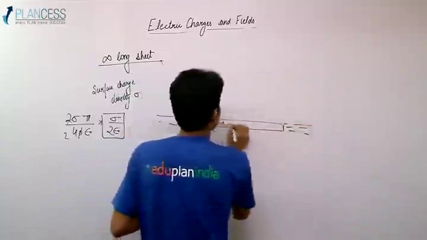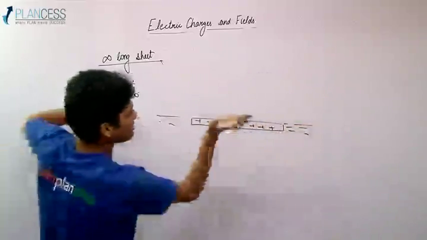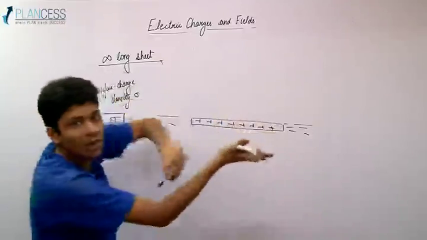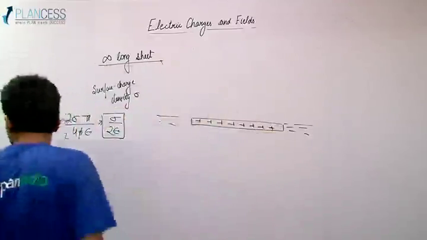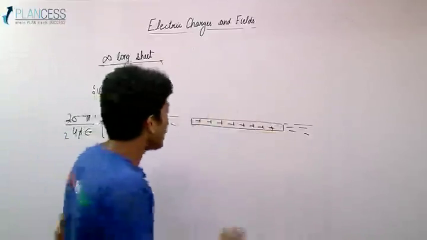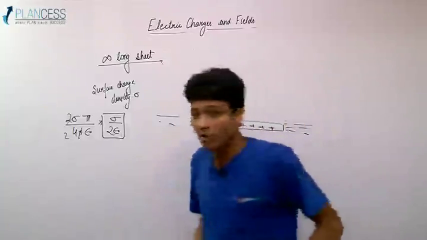Of positive charge. This sheet is something like this, meaning it is going in and out. So this is infinitely long here and infinitely long inside. Now you know that this is an infinitely long sheet. The electric field by this infinitely long sheet, as we have calculated, is sigma upon 2 epsilon naught.